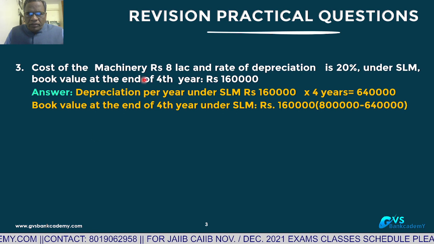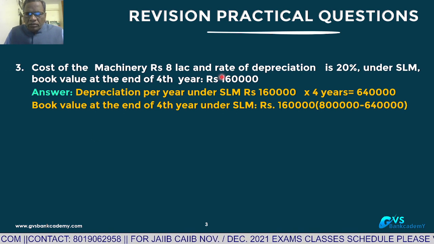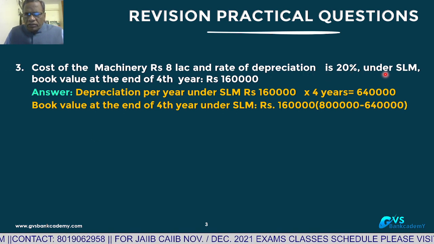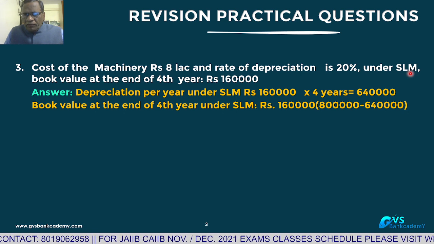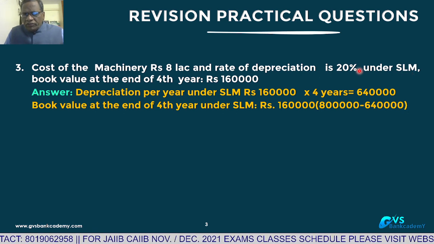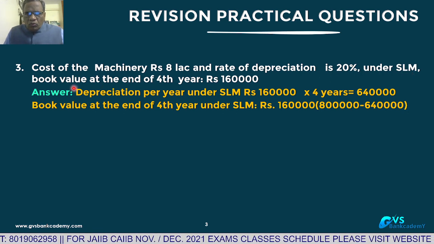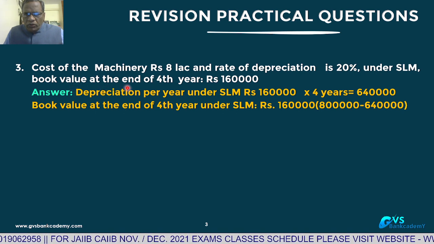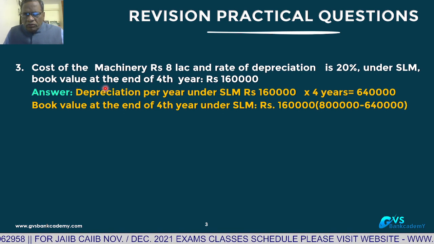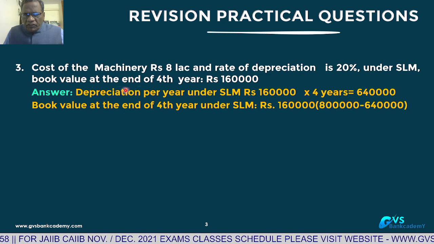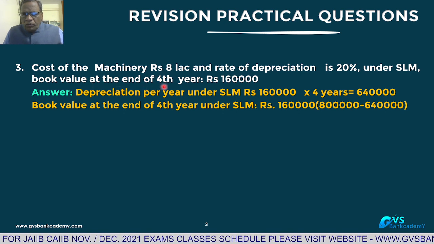Cost of the machine 8 lakhs. Third question. Rate of depreciation is 20%. Under straight line method, every year the same 20% straight away every year. Now, what is the book value at the end of the fourth year? So, after providing depreciation for the fourth year, what is the book value of the machine?